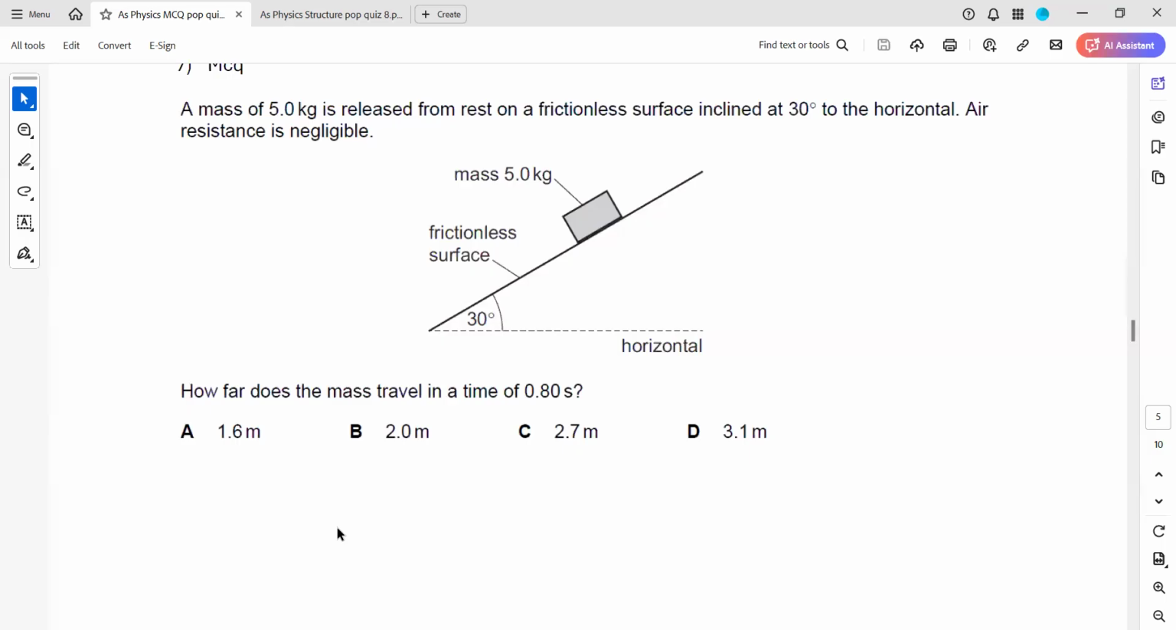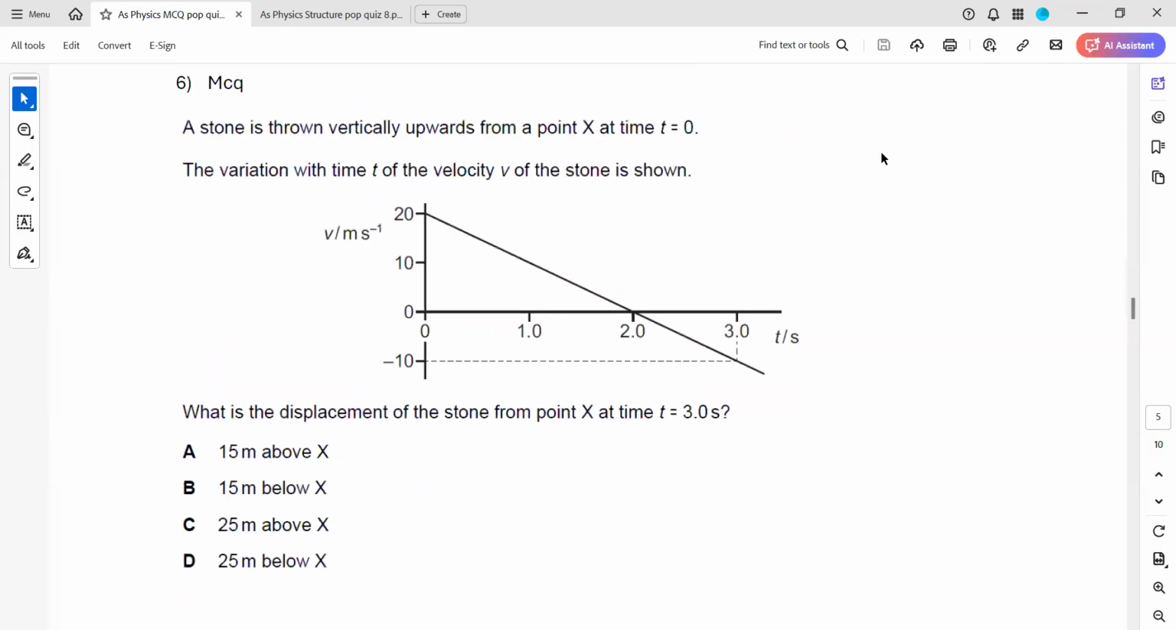Question 6? Okay. In question 6, a stone is thrown vertically upward from a point x, where t equals 0. The variation with the time of the velocity is shown. As you can see, a stone is thrown vertically upward, so the positive axis is used for that velocity. All the upward velocity directions are considered as positive, and all the downward directions are considered as negative.